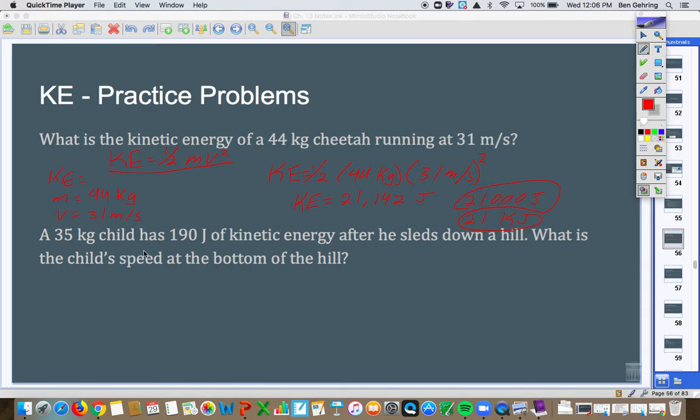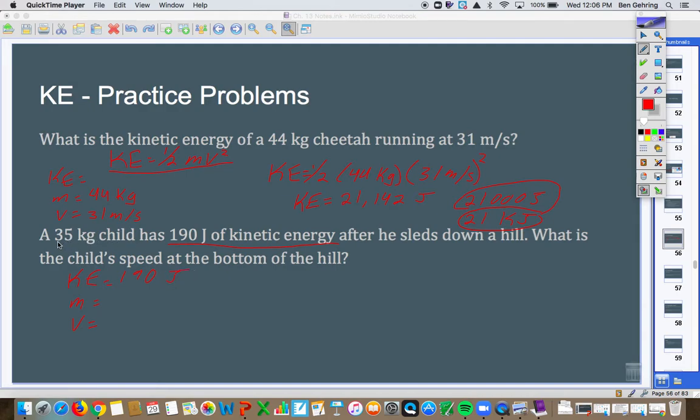Question number 2 says a 35 kilogram child has 190 joules of kinetic energy after he slid down a hill. What is their speed at the bottom of the hill? So now, some things I know, or can know: kinetic energy, mass, and velocity. In this case, it tells me I have 190 joules of kinetic energy. So I'll put my 190 here.